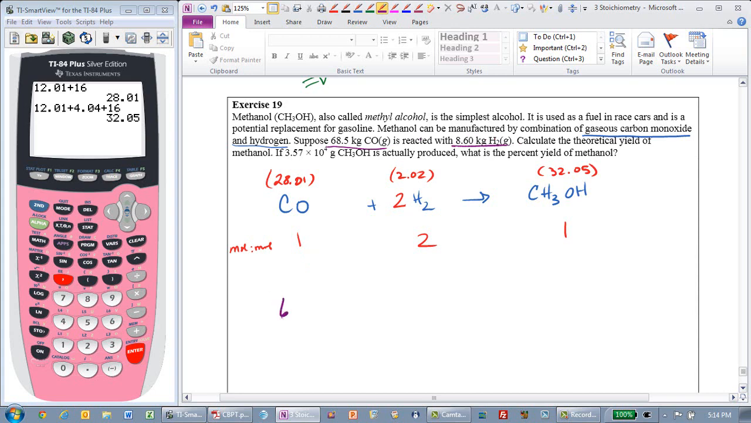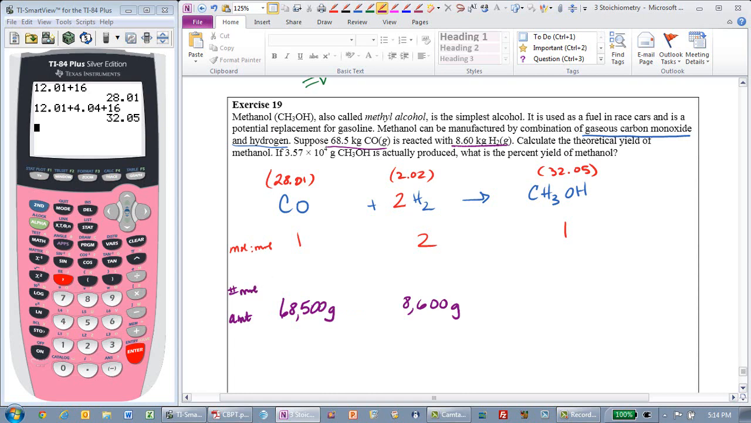So I have 68,500 grams of carbon monoxide, 8,600 grams of H2. Find the moles of both, step back and compare with this 1:2 ratio in mind. So this is my amount. Now I need number of moles.